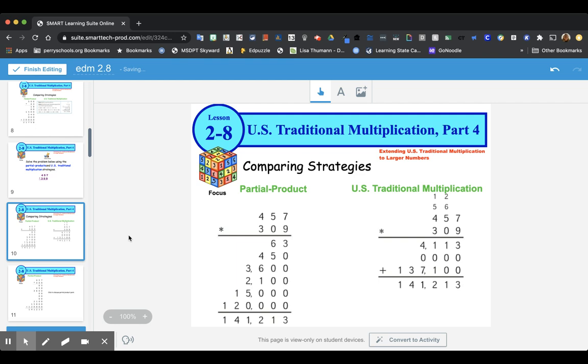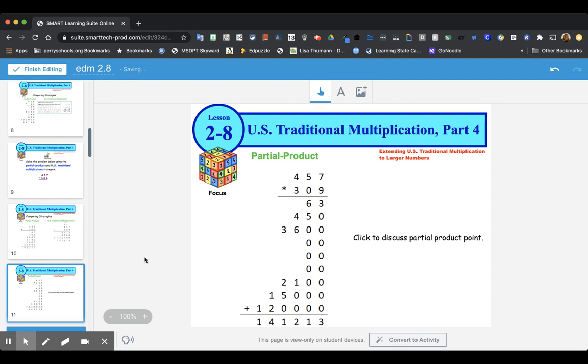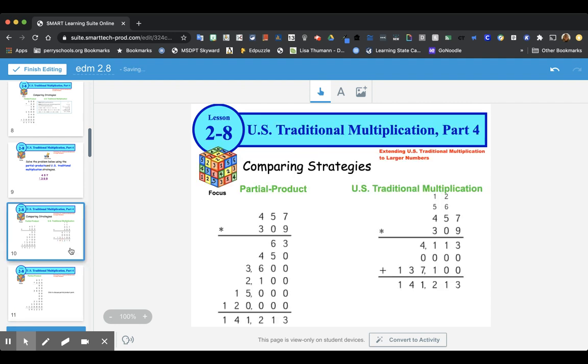Take a look at the work on the left side. That's the partial product side. We've got 7 times 9, 50 times 9, 400 times 9. Then we've got, they didn't put the zeros. They could have. If they did, it would have looked like this. 0, 0, 0. Then they did 300 times 7, 300 times 50, 300 times 400. And they got 141,213. Now still, they got that here. They just didn't include the zeros. Over here, we included the zeros.